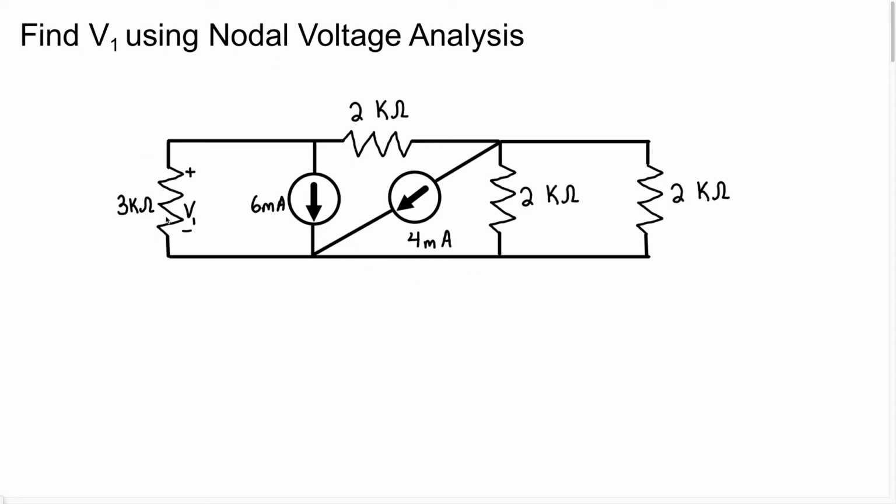Okay, let's do this question. It says find V1, which is the voltage across this resistor, using nodal voltage analysis. So they want us to find the voltage across this resistor using node voltage analysis. Now we know when we're using the node voltage analysis, all we're doing is finding the voltage at each essential node. So the first thing we're going to do is label the essential nodes.